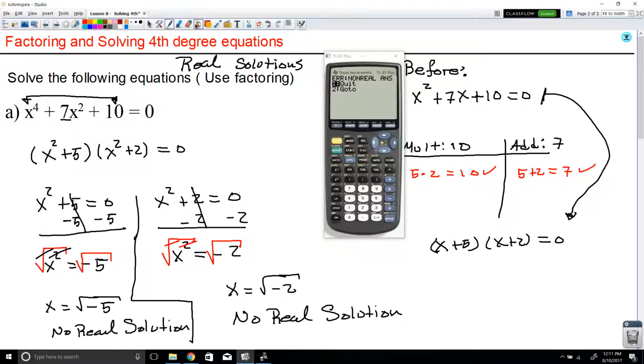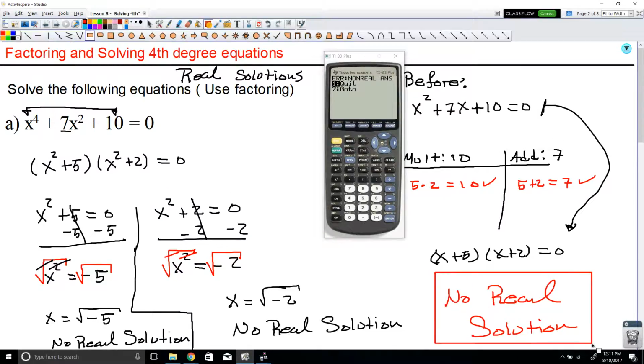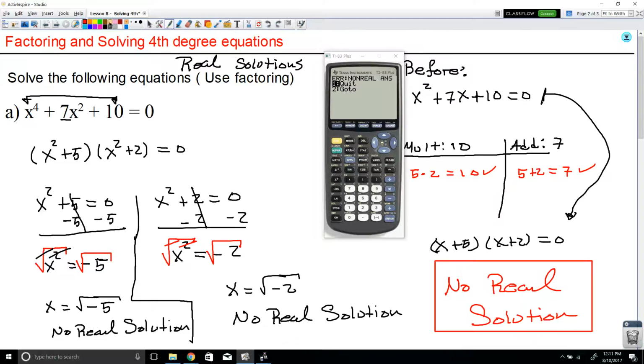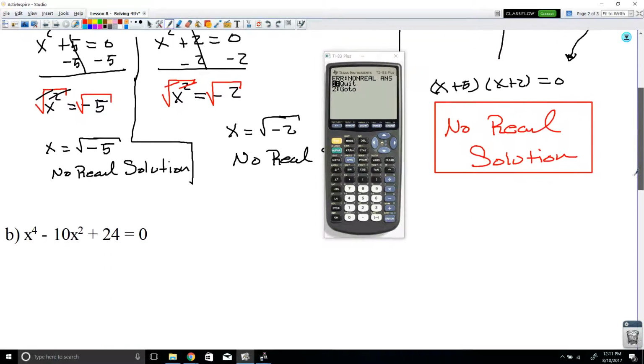So unfortunately here, for this example, x to the 4th plus 7x squared plus 10x plus 10 equals 0, there's no real solution here. Let's try another example. Let's try example B now.